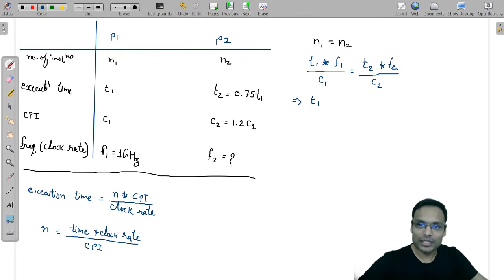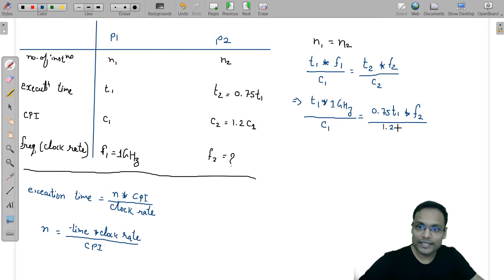चलो T1 is value same to same, frequency 1 given as 1 gigahertz, C1 is as it is, T2 value, what is T2 value in terms of T1? 0.75 of T1 into F2, I don't know, I'll have to calculate, divide by C2 is what, 1.2 of C1, use this, so C1 से C1 तो कैंसिल हो गया, T1 से T1 कैंसिल हो गया, F2 की वैल्यू क्या होगी, F2 is equal to 1.2 divided by 0.75 into 1 gigahertz, which is equal to 1.6 gigahertz.